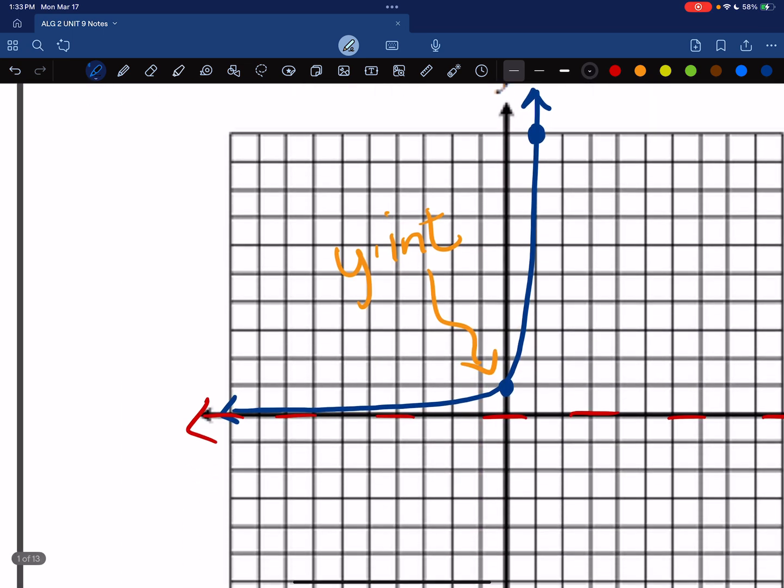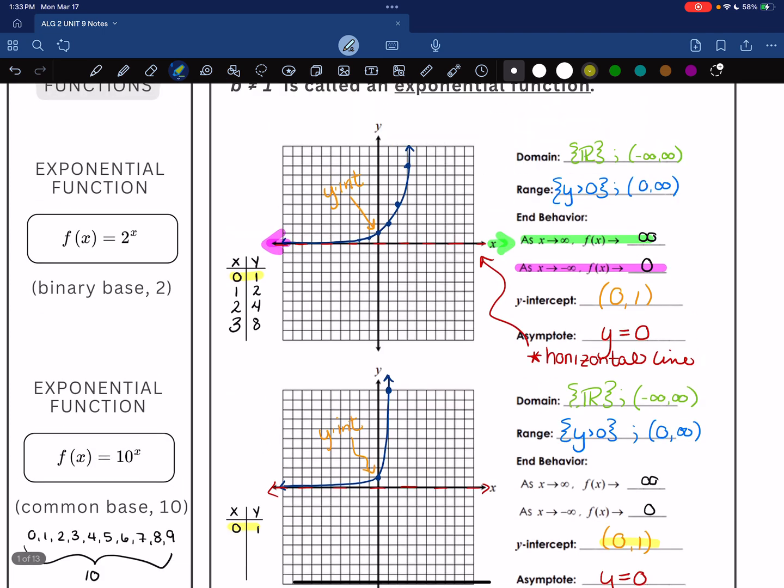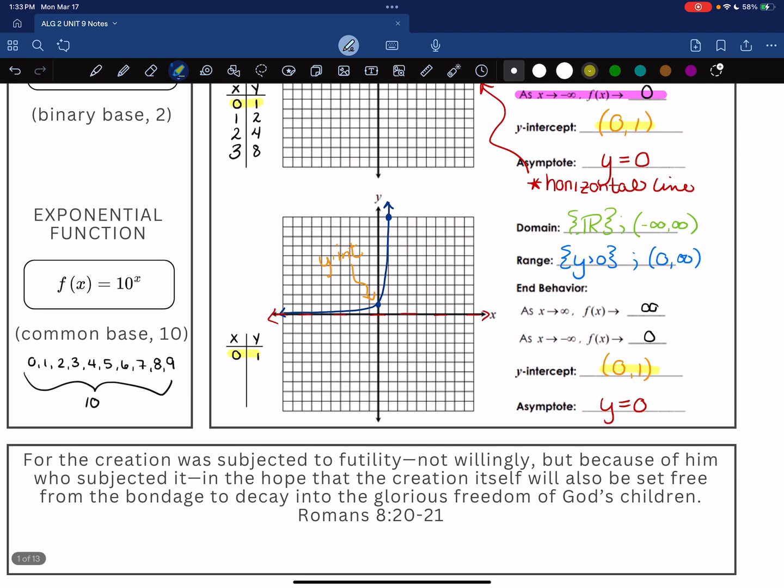Now here, for this function, when we have the base 10, at 0, it's at 1. That matches. That was the same for both of these, right? We had (0, 1) and (0, 1). That's where our y-intercept is located. But then what happens here, at 1, it's at 10. At 2, it was going to be at 100. At 3, it was going to be at 1,000.